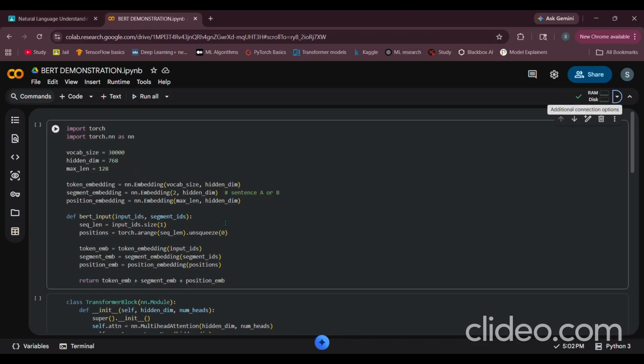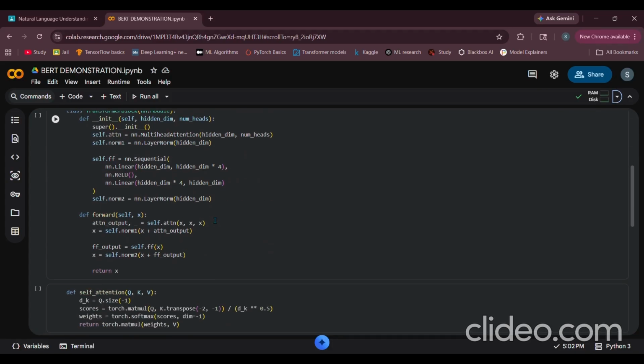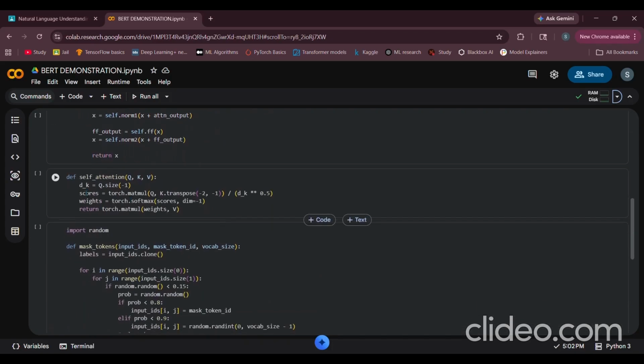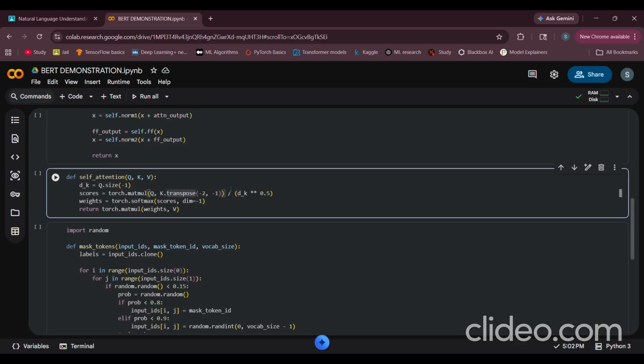Coming to a small implementation of the BERT model, here the self-attention is calculated using the query, key and values as input, and the attention score is calculated by matrix multiplying the query matrix and the transpose of the key matrix. And this is divided by the dimensionality of the key matrix. And the final attention score is returned by multiplying the weights with the value matrix.